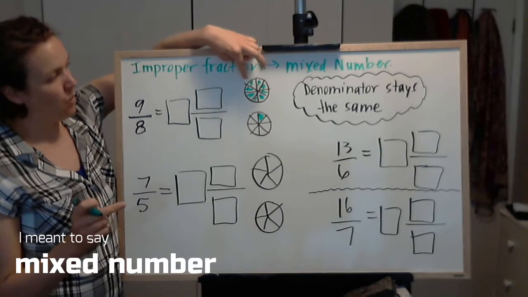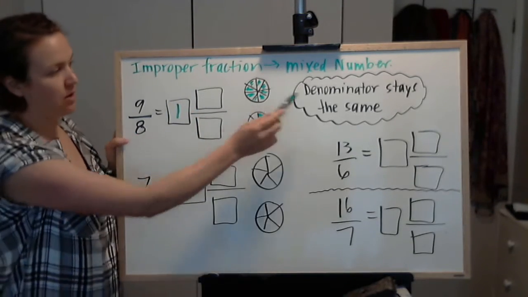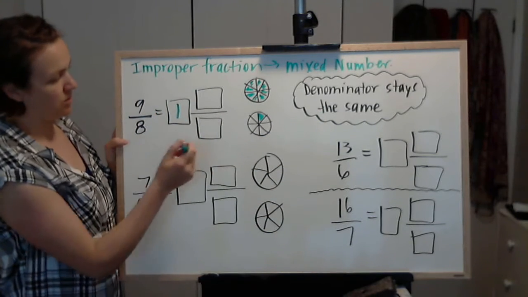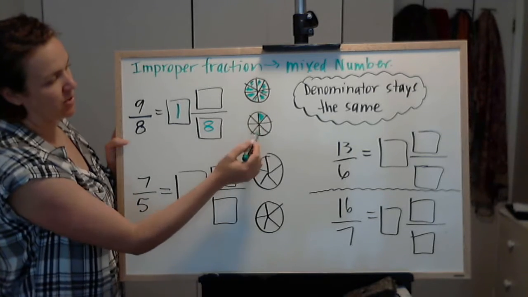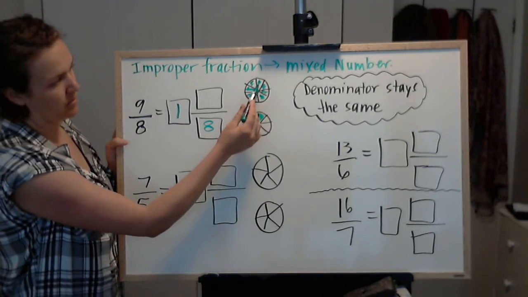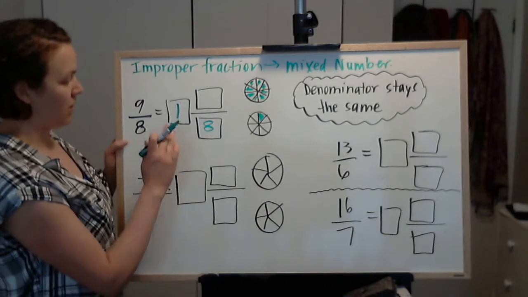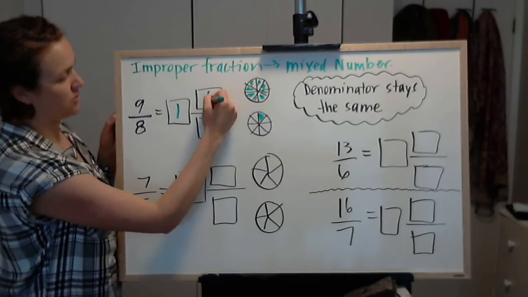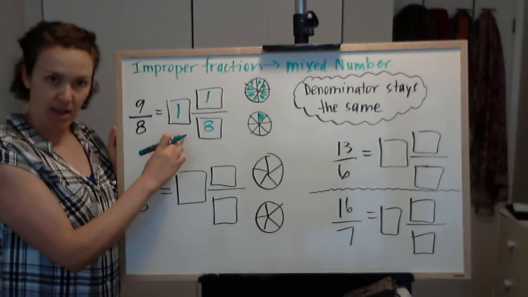So I have one whole, and the denominator always stays the same when you're converting between improper and mixed. So the denominator is still eighths because my picture still has each whole divided into 8 pieces. But I've got one whole, so that one's written down, and now I've just got the 1/8 extra. So 9/8 is the same as 1 and 1/8.